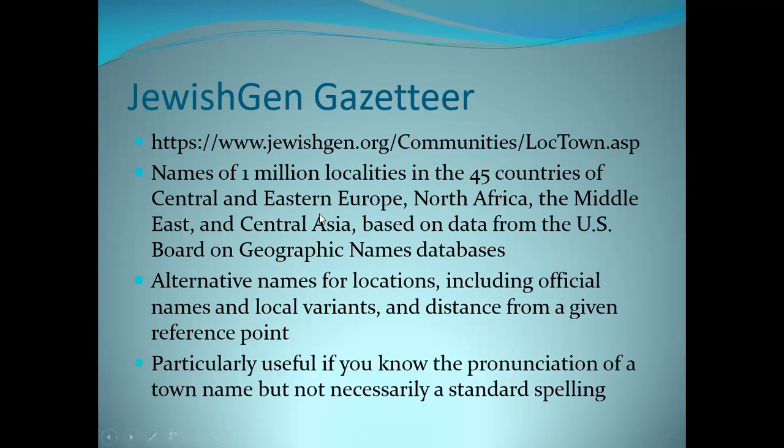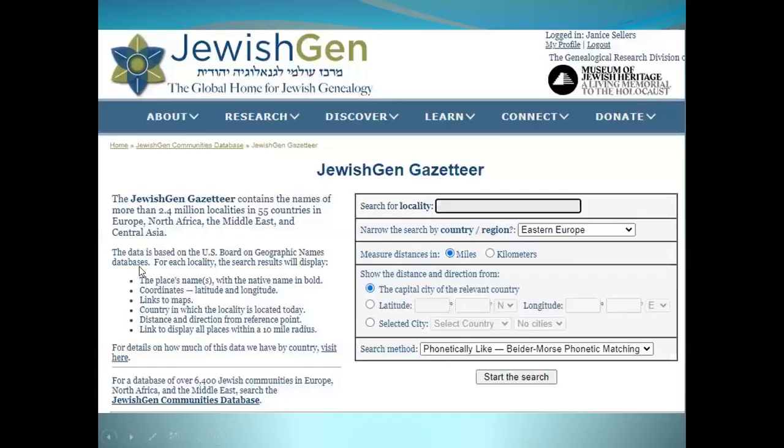Maybe you know how to pronounce a name because this is how your family member said it, but you haven't been able to figure out how to spell it. This is also where Town Finder is handy. So they actually have links back and forth between the Gazetteer and the community database.